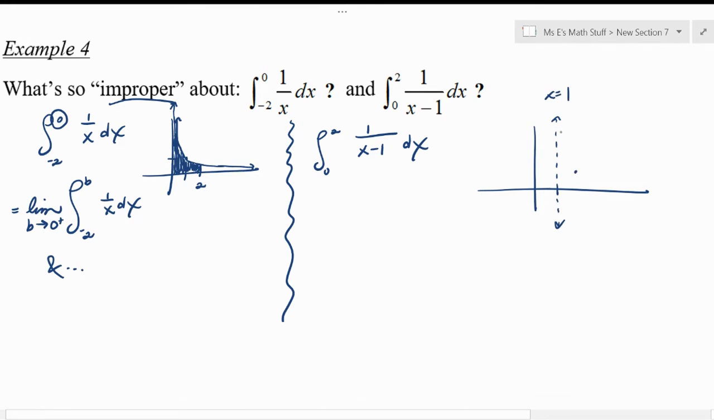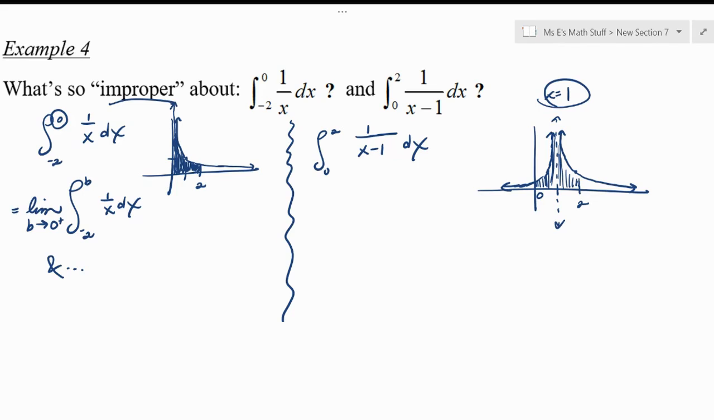And then it basically looks something like this. So here's 0, and then here's 2, and then this is the region that we're supposedly evaluating the area for. And so what's so improper about this integral? Well, I claim it would be x equals 1 that's improper. Notice that it's not either of the bounds this time. It's a value between the bounds that would make this integral improper.